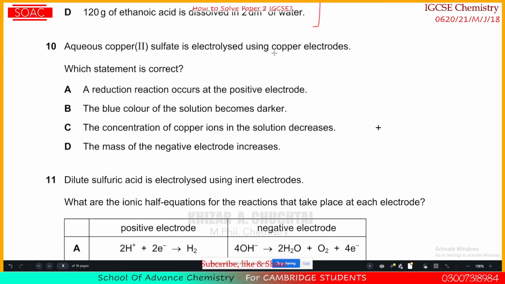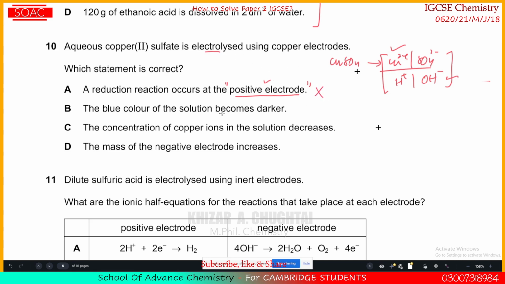Aqueous copper(II) sulfate is electrolyzed using copper electrodes. Which statement is correct? A reduction reaction occurs at the positive electrode. What is the copper sulfate? CuSO4. Basically, it has copper 2 positive ion, SO4 2 negative ion, H positive ion, and OH negative ion. So copper is the winner and OH negative ion is the winner. A reduction reaction occurs at the positive electrode? Basically at the positive electrode during electrolysis there is always oxidation.